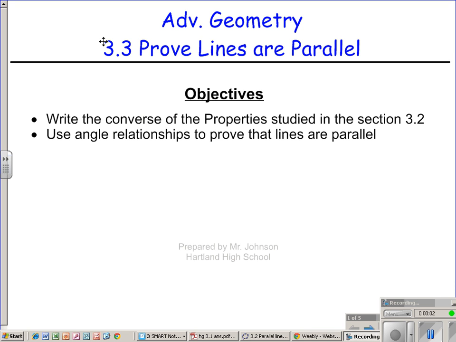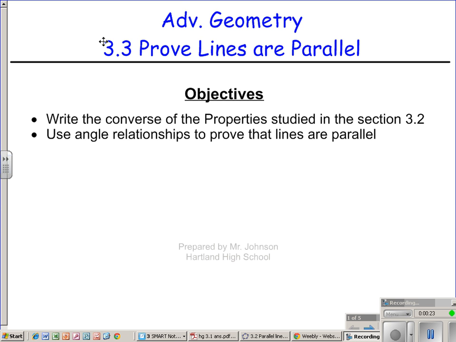Hello everybody, this is the notes for Advanced Geometry 3.3. What we've talked about in section 2 was having parallel lines cut by a transversal. It gave you those special angles, the properties of them. Corresponding angles are congruent, alternate interior angles congruent, consecutive interior angles supplementary, that kind of thing.